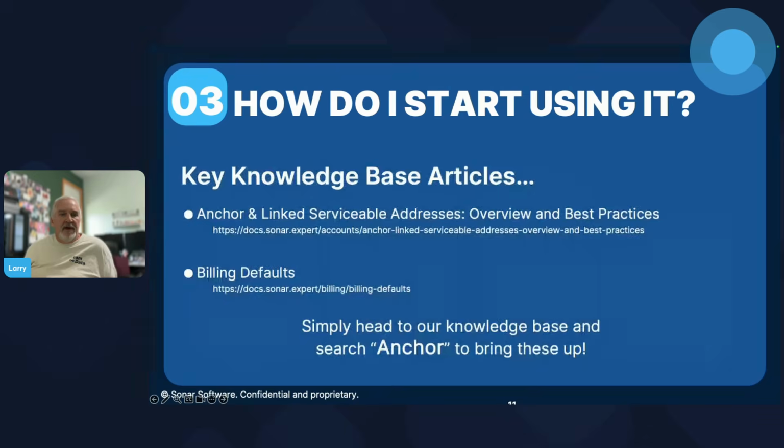We do have a couple of knowledge base articles that would be good for you to reference as you start getting this up and going. There's the anchor and link serviceable address article. There's a billing defaults article. For those of you scrambling to write down those long URLs, there's no need to do that. Just go over to our knowledge base and type in the word anchor. When you do that in the search window, these will be the top 2 articles that pop up, and you can start referencing those.